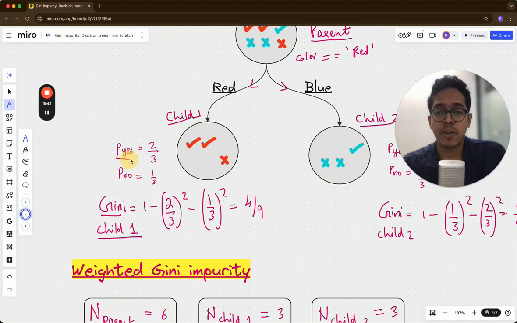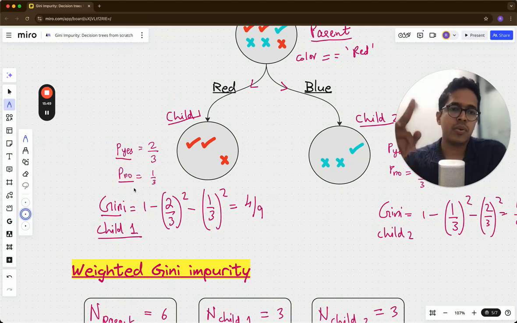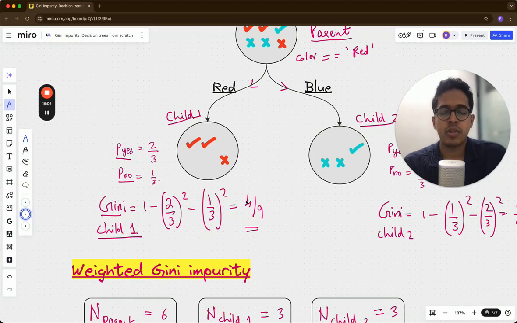Probability for something to be yes in this child node and probability for the data to be no in the child node. There are 3 data points, 2 of them are yes and 1 is no. So P of yes is 2 by 3 and P of no is 1 by 3. So Gini impurity is 1 minus (2 by 3) square minus (1 by 3) square. So it is 1 minus 4 by 9 minus 1 by 9 equal to 1 minus 5 by 9, and the output is 4 by 9. So the Gini impurity of the first child is 4 by 9.